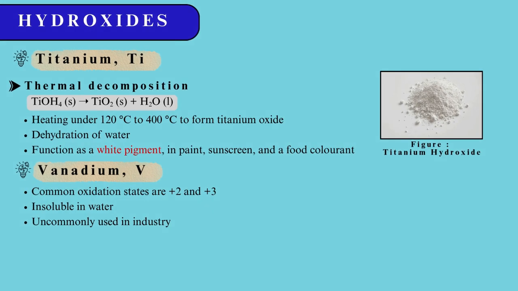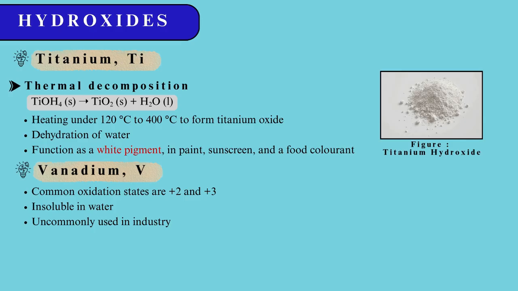Titanium hydroxide is unstable and easily decomposed when heated. Upon heating around 120 to 400 degrees Celsius, it loses water to form titanium dioxide. Titanium dioxide is a white solid and widely used as paint pigment, sunscreen, and also food colorant. Also, titanium hydroxide shows amphoteric behavior, reacting with acids and bases.